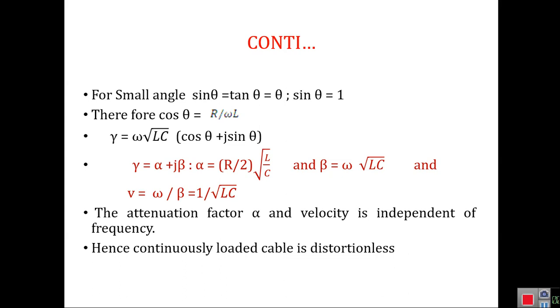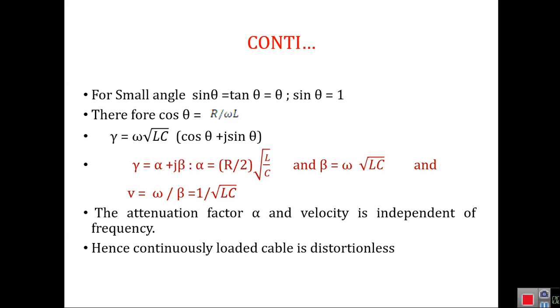Before this, gamma is dependent on the frequency, so the line will have distortion. After adding the continuous loading of the coil, the attenuation factor alpha and velocity become independent of frequency. So distortion won't occur.